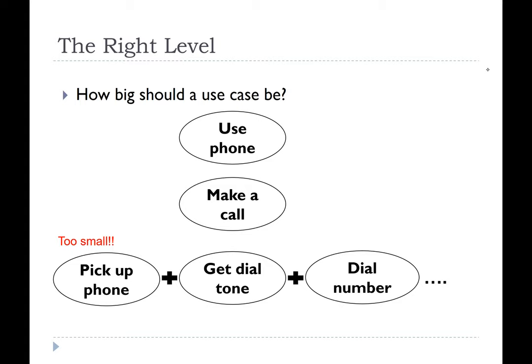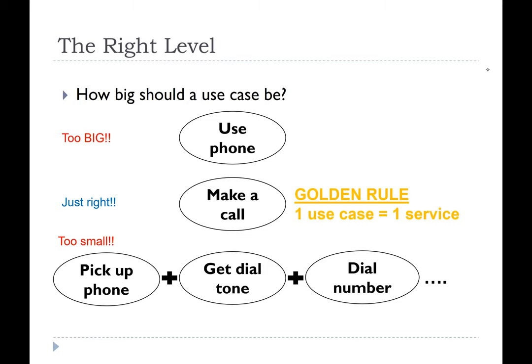A lot of the problems we see in use case modeling tend to be at the bottom situation rather than at the top situation, but you'll definitely see both. So what we want is that level in the middle that is just right: make a phone call, send a text message, set an alarm. And the golden rule is one use case, one scenario, one service.